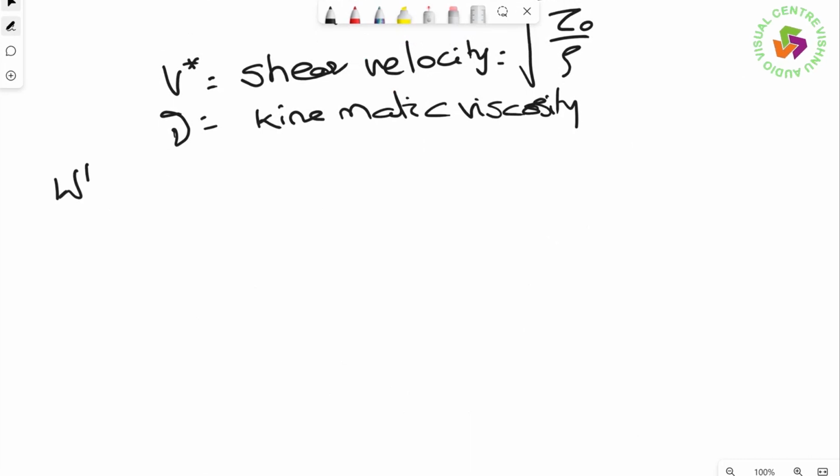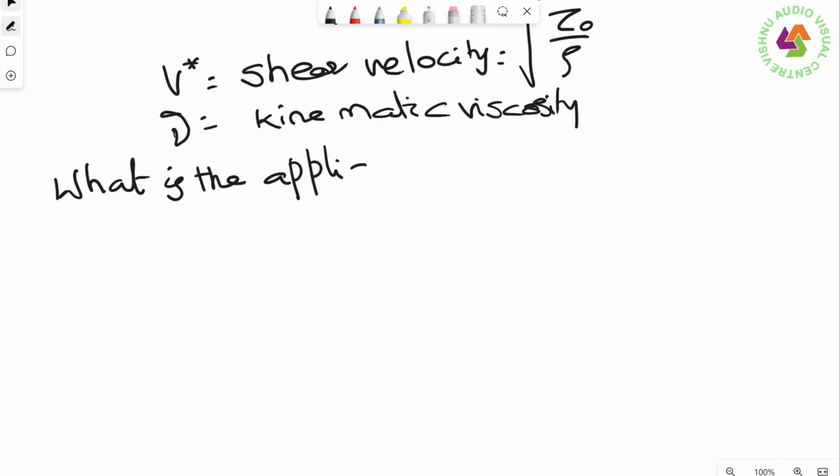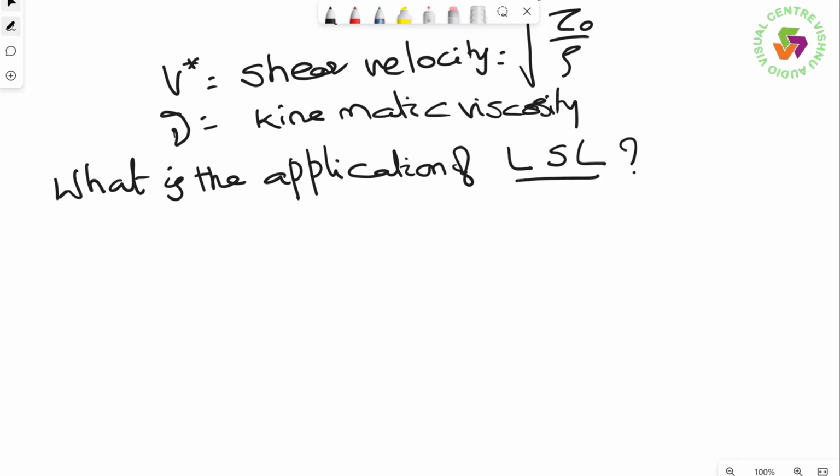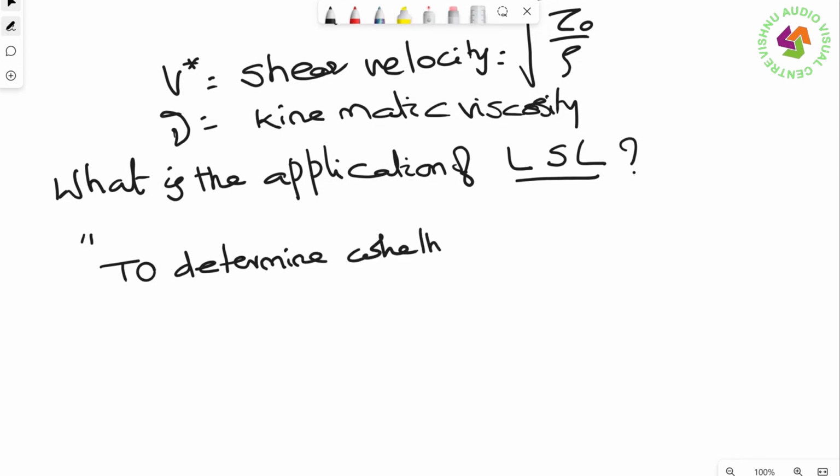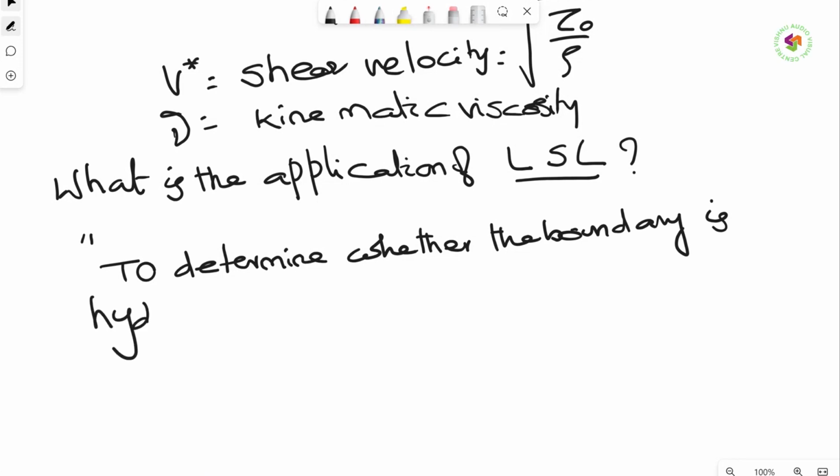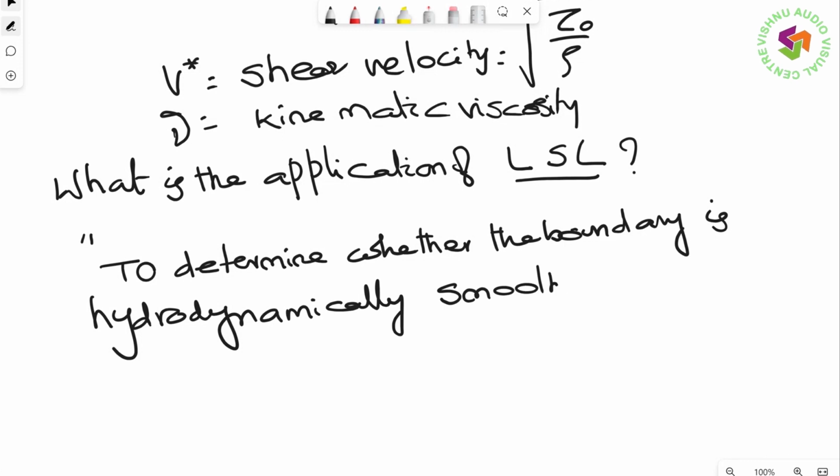This is the application of laminar sublayer: to determine whether the boundary is hydrodynamically smooth or rough.